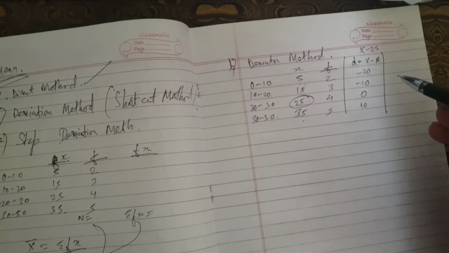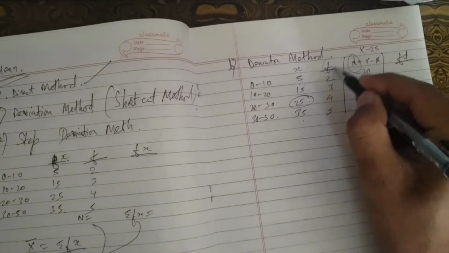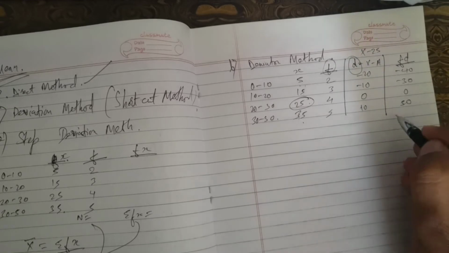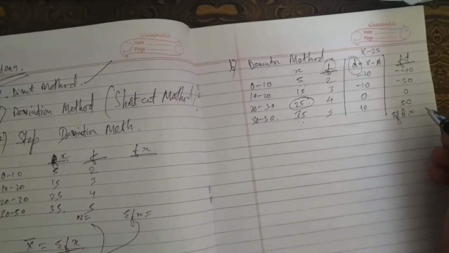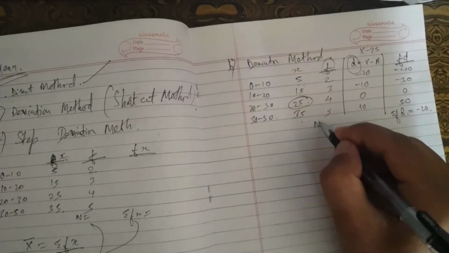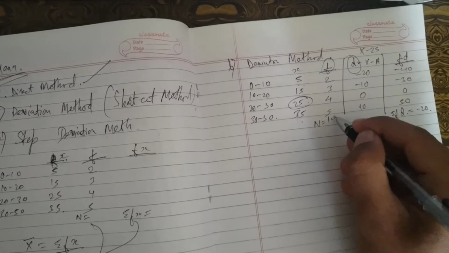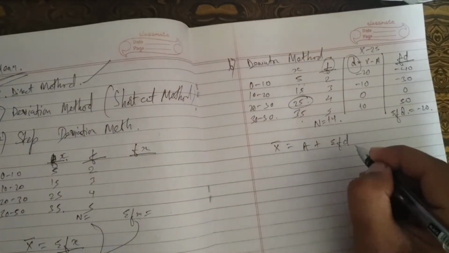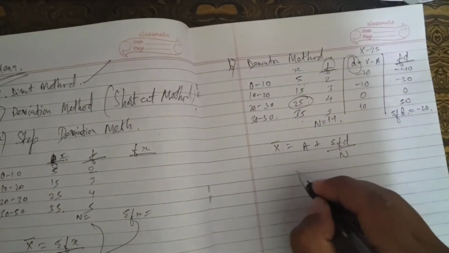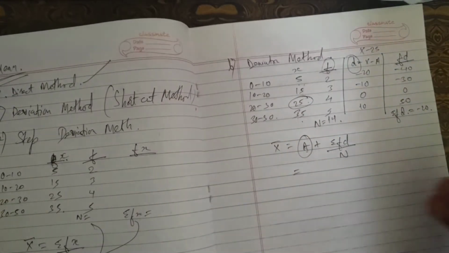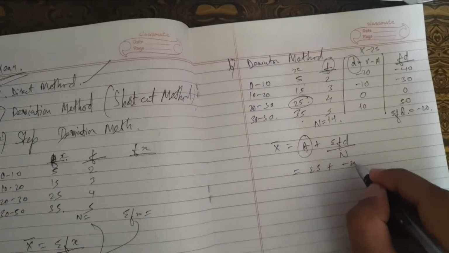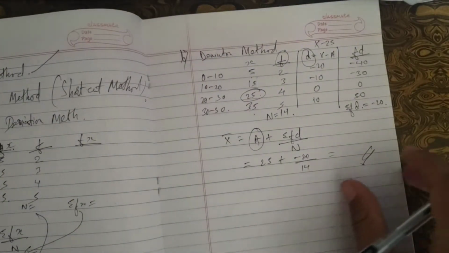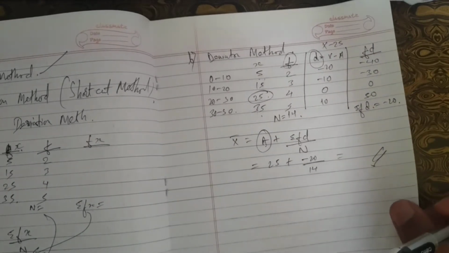After that, you multiply f and D: minus 40, minus 30, 0, 50. Then you get your summation fD, which will be 70 minus 90, that is minus 20. N is 2 plus 3 plus 4 plus 5, which is 14. Your X bar equals, and your formula is slightly different, A plus summation fD divided by N. Your assumed A is 25, so you write 25 plus minus 20 divided by 14. Whatever the number is, that will be your answer. This is for the deviation method.